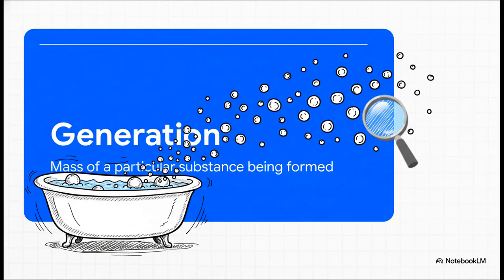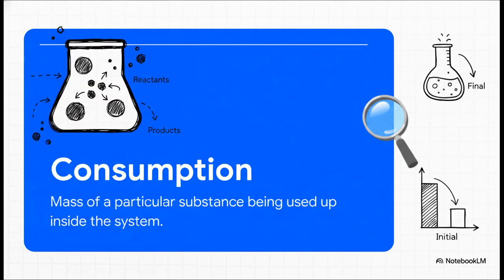Okay, now things get a little more interesting. Let's talk about generation. This is when a substance is actually created right there inside your system, usually because of a chemical reaction. Think about a bath bomb. You don't pour the fizz into the tub, do you? No. The reaction between the ingredients generates all that carbon dioxide gas right there in the water. And the flip side of generation is consumption. This is when a substance gets used up or disappears. In that bath bomb example, the solid stuff that made up the bomb, the citric acid and baking soda, they're being consumed as they react to create all that fizz.